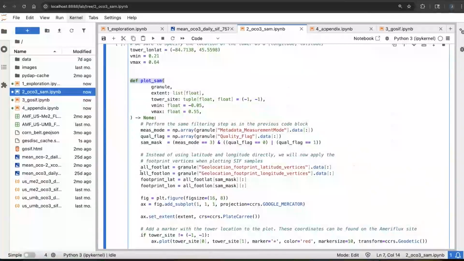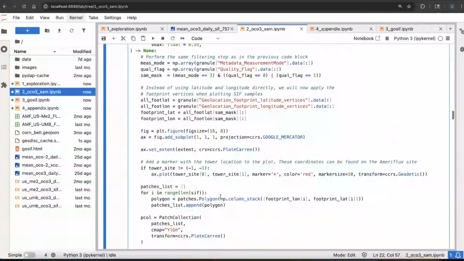Specifically, the way that we'll do that is we'll use the geolocation footprint latitude vertices variable and the same one for longitude. And we'll also use the matplotlib patches module to create a set of polygons containing these footprint vertices as the vertices of the quadrilaterals used to represent each sample. And don't think too hard about that. We're just taking the list of these coordinates and putting it into this patches.polygon class that you can see here.